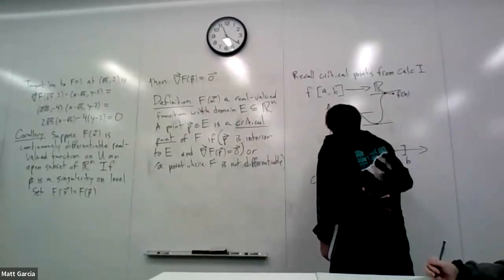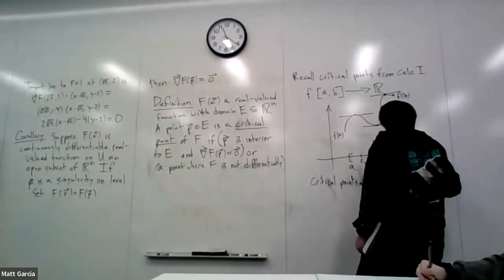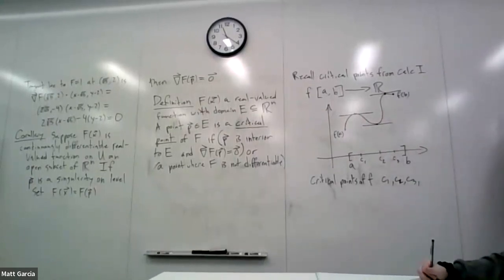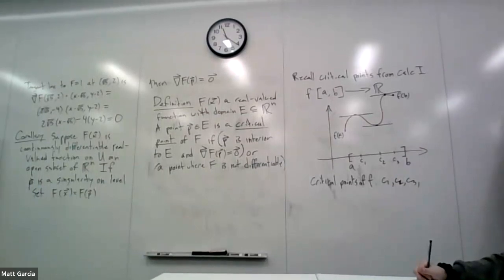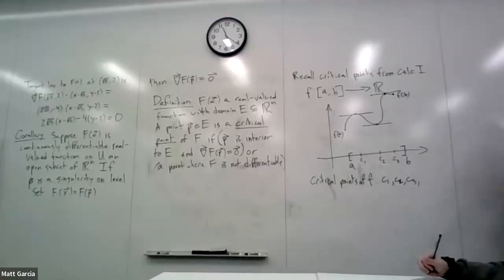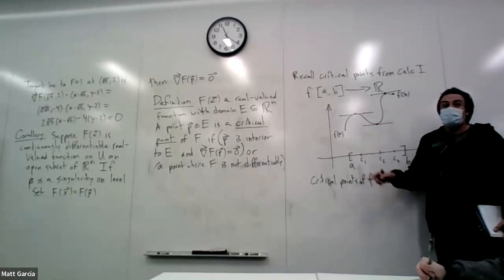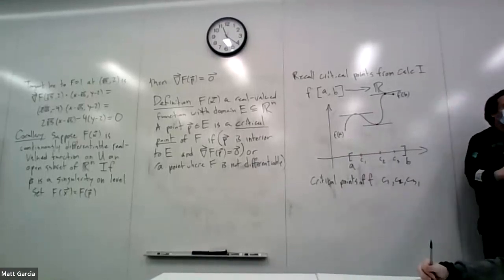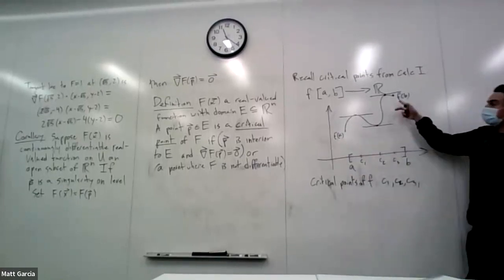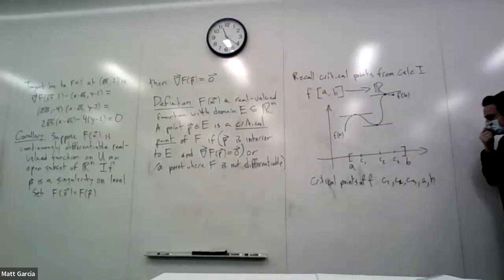Points F are C1, C2, and C3. What else? Yeah, A and B, right? F is not differentiable at A or B because you have to be able to come from both sides. And our function is not defined to the left of f of a and to the right of f of b. Okay, so A and B.